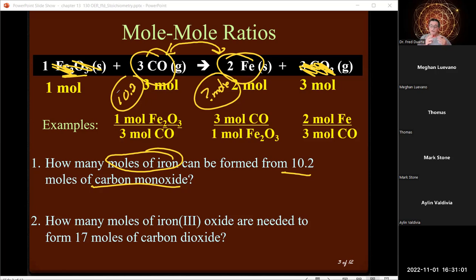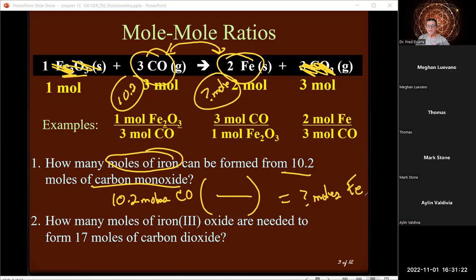Now, as we do any of these problems, what we do is we write down what we're given, right? We are given 10.2 moles of carbon monoxide. We know we're going to have a factor here, and then we write down what we're looking for, and what we're looking for is moles of iron. Okay, so that gives us a map to where we need to go. All right, so we need to find a relationship between carbon monoxide and iron.